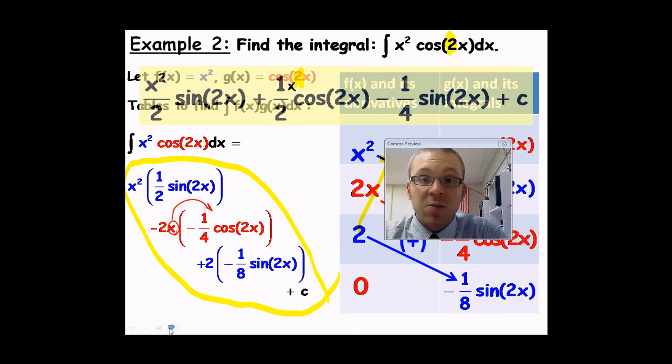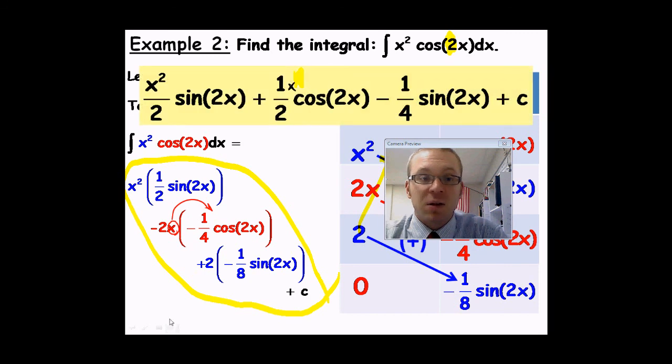And let's move on. We can't do any further simplifications really, so we can leave our answer in that form. Oh, there. Now it looks a little bit nicer. I don't know what I did, but the transparency went away. Okay, so x squared over 2 sine of 2x plus x over 2 cosine of 2x minus 1/4 sine of 2x plus c.